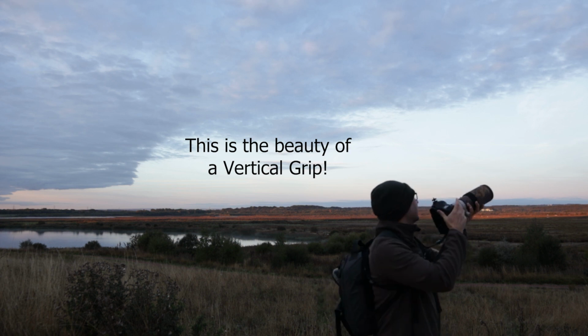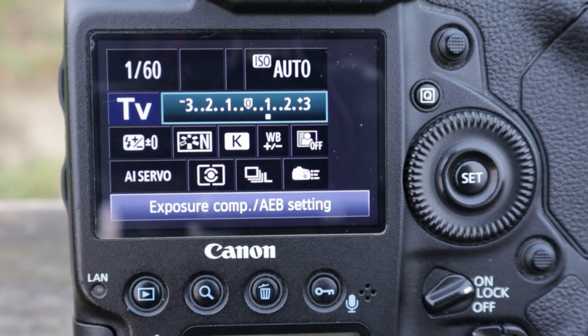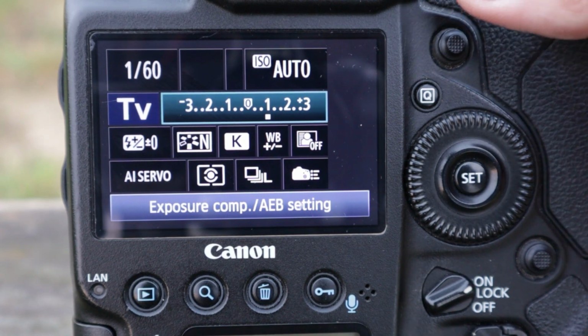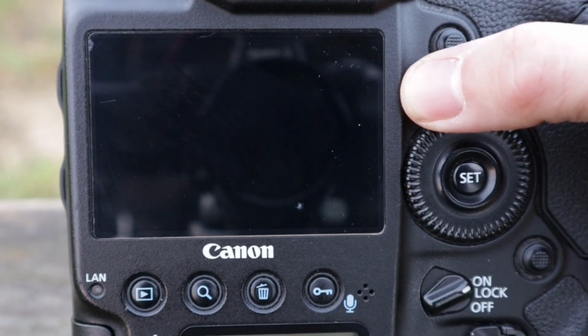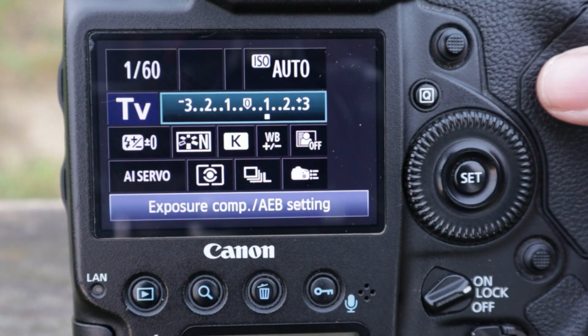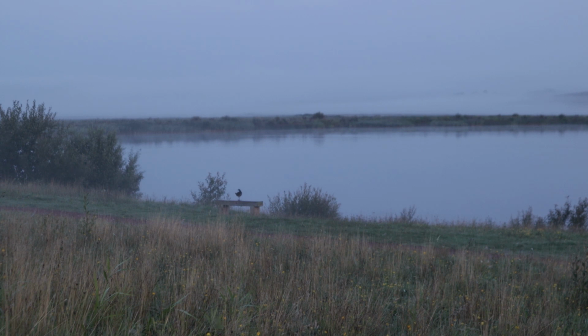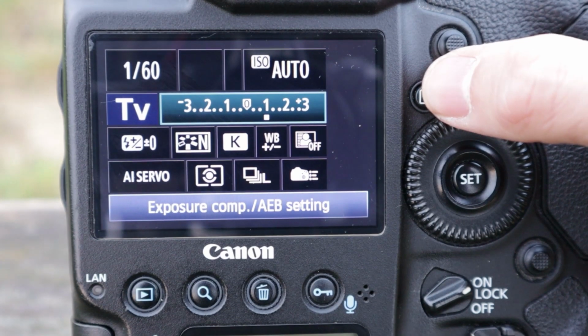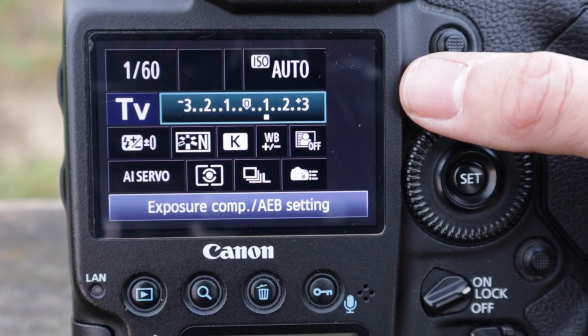So at the moment I am on TV, which is shutter priority, and I've got a 60th of a second, and I'm also on auto ISO, and you'll see I'm also overexposing by +1. The reason for that is if I'm shooting in the mist or against the sky, I think the camera can underexpose a bit too much at times, so I prefer a bit more overexposure, and that gives me really good consistent exposure most of the time.